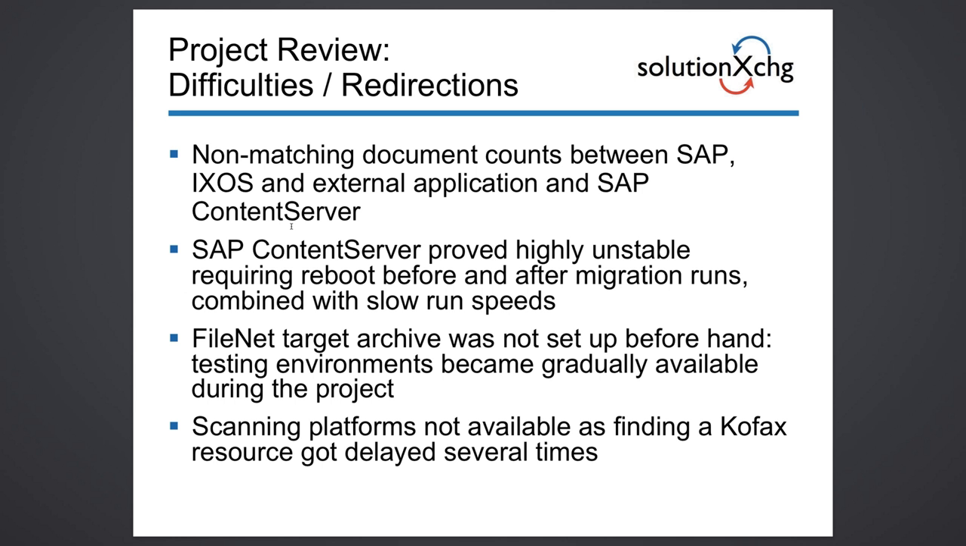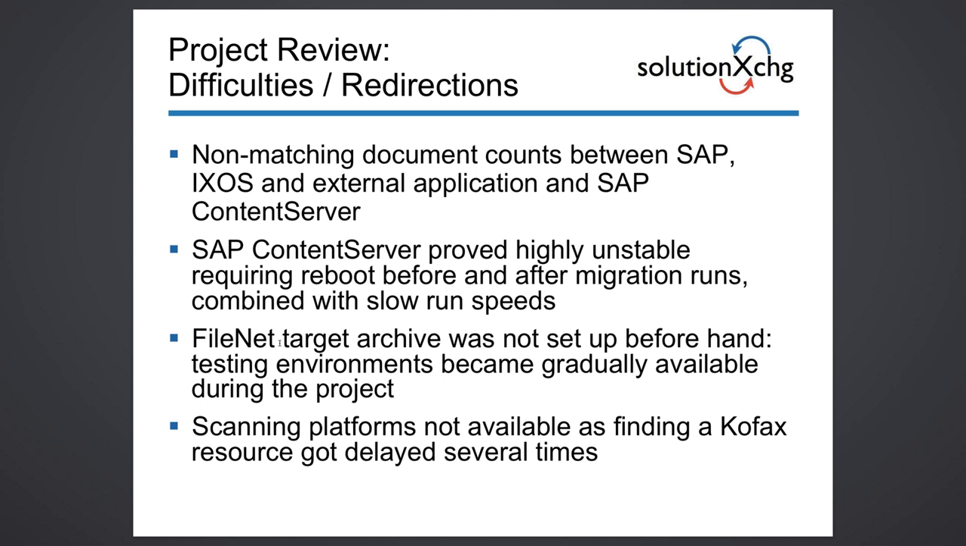The other problem was the SAP content server, which proved highly unstable, required rebooting before and after migration runs, and had a very slow run speed. It could only serve up 2 or 3 documents in less than a document per second, which is very, very slow if you want to migrate a few million documents. And we really had to think hard and work hard to maximize the throughput while at the same time keeping the system up and running and available for the end users while documents had not been completely migrated off.